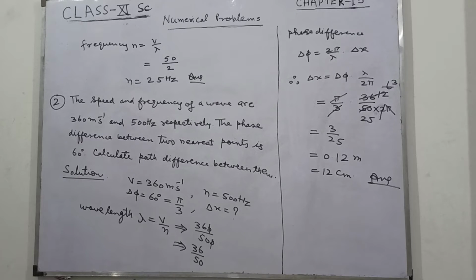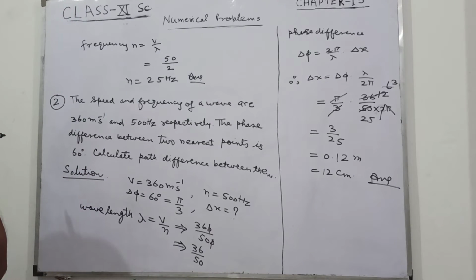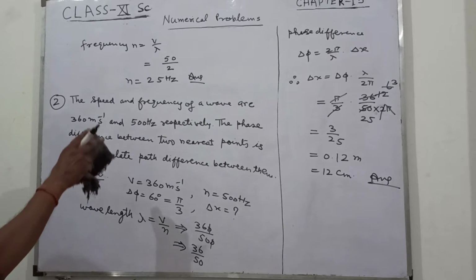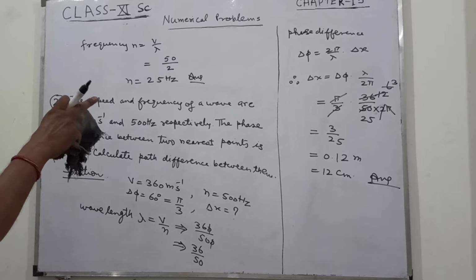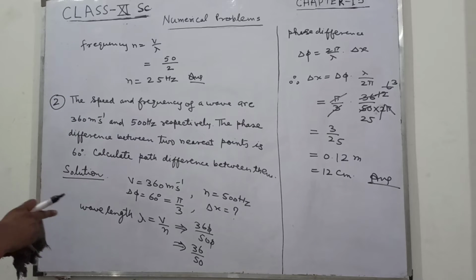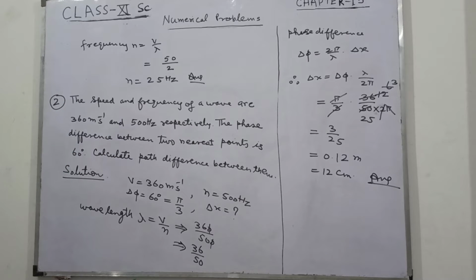And now I take the third question. So clearly, first you find the wavelength, and then you apply the formula of phase difference, and then put the values that are given here, and then simplify, and then you will get the path difference.